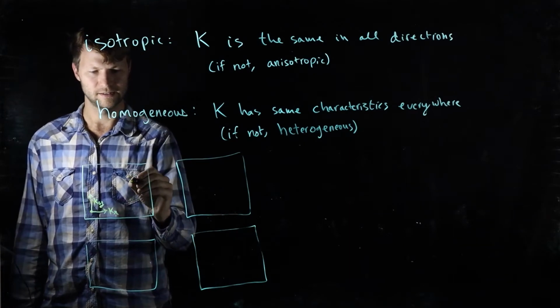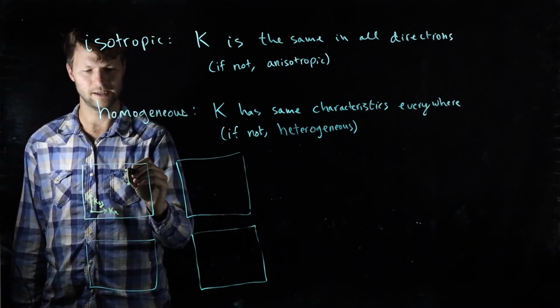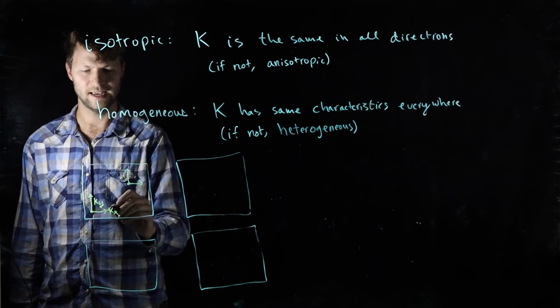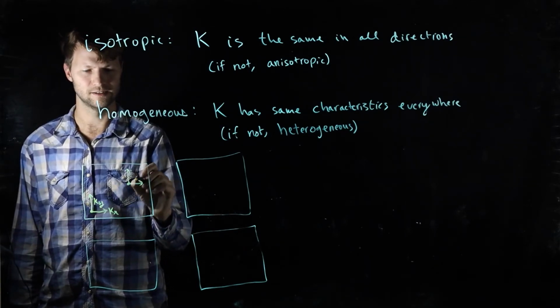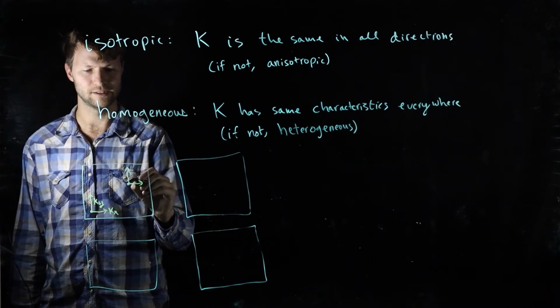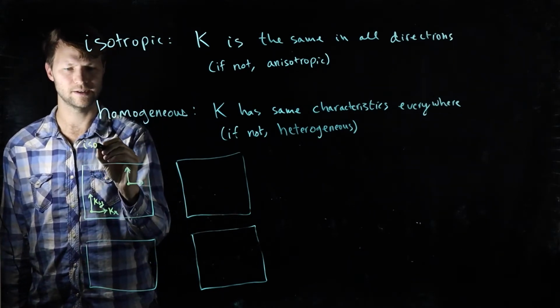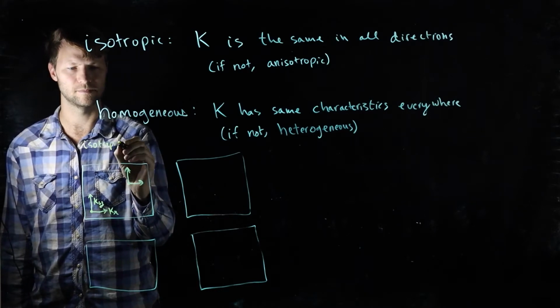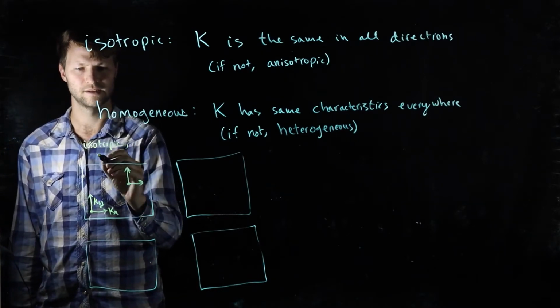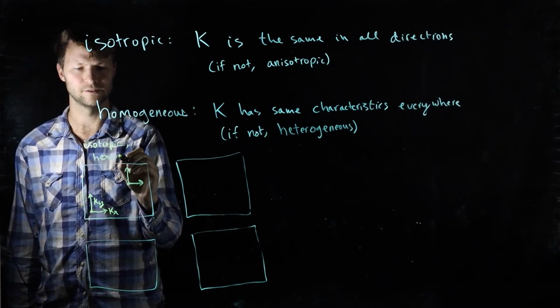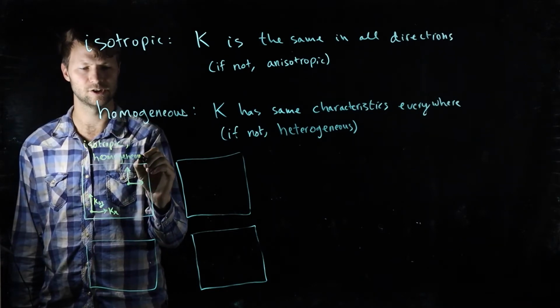In this case, I'm drawing it such that the magnitude of these arrows is the same both at a location and as you move around in space. So this is isotropic because it's the same no matter which direction you're pointing, and a homogeneous aquifer. It doesn't change in space.